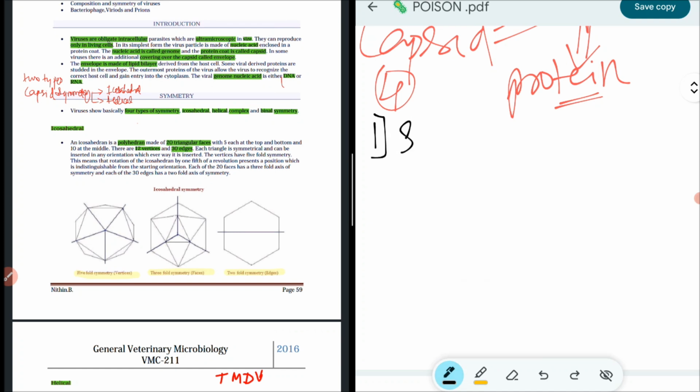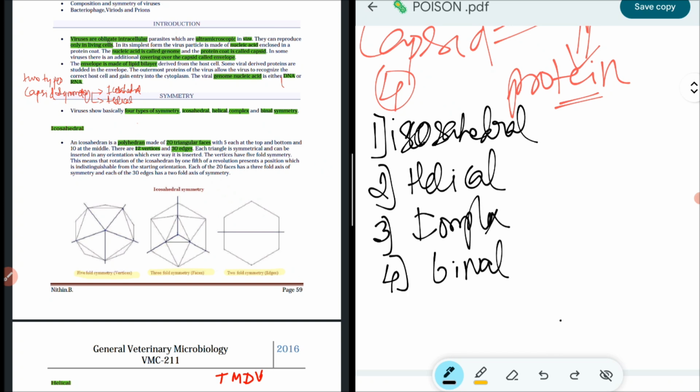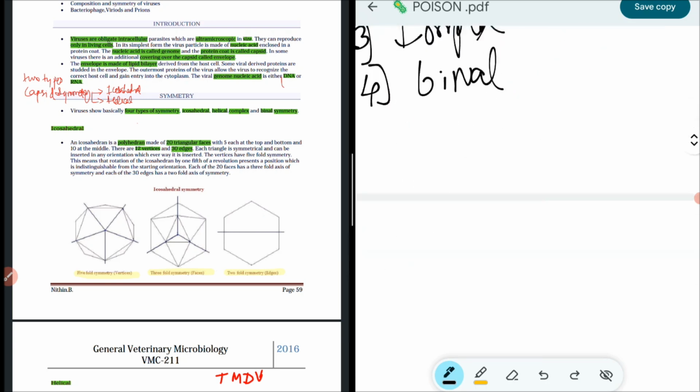The first one is icosahedral, second one is helical, third is complex, and fourth one is binal symmetry. So what we will do is, first we will discuss about the helical symmetry, then we will look into icosahedral symmetry, then the binal symmetry. In the end, we will see the complex symmetry.